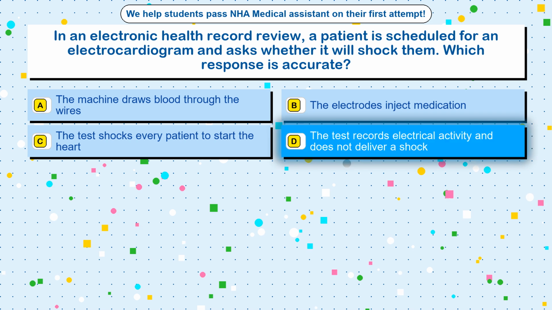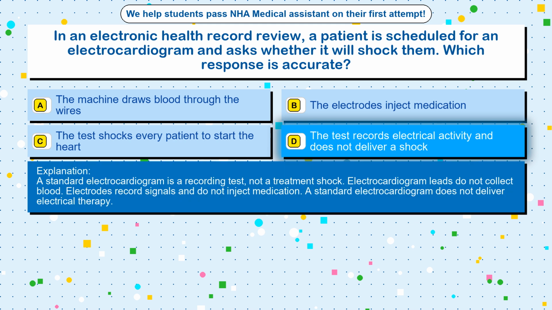The correct answer is option D. The test records electrical activity and does not deliver a shock. A standard electrocardiogram is a recording test, not a treatment shock. Electrocardiogram leads do not collect blood. Electrodes record signals and do not inject medication. A standard electrocardiogram does not deliver electrical therapy.